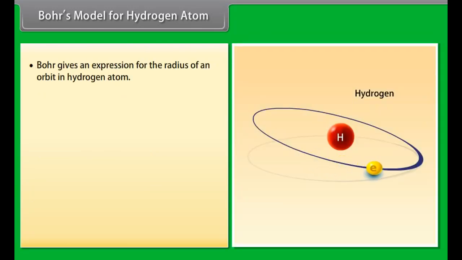Bohr gives an expression for the radius of an orbit in hydrogen atom. Rn is equal to n² × h² divided by 4 × π² × k × m × e².